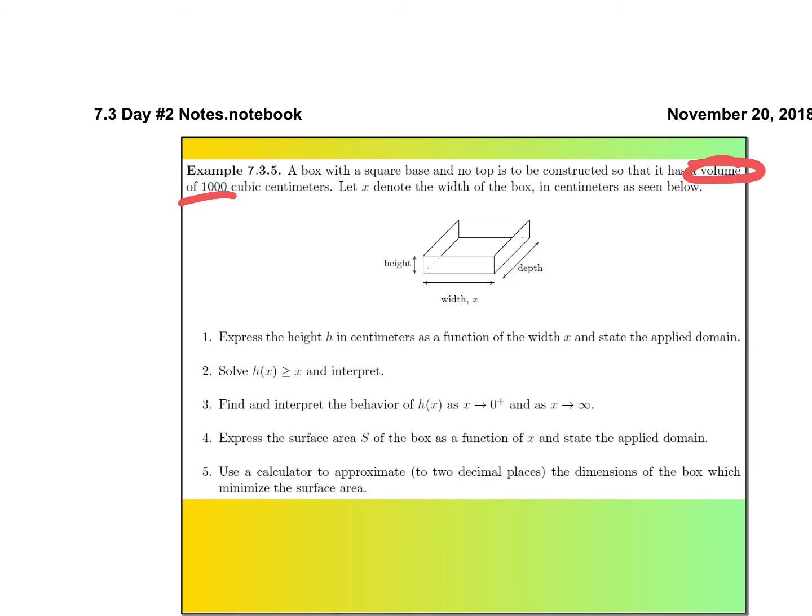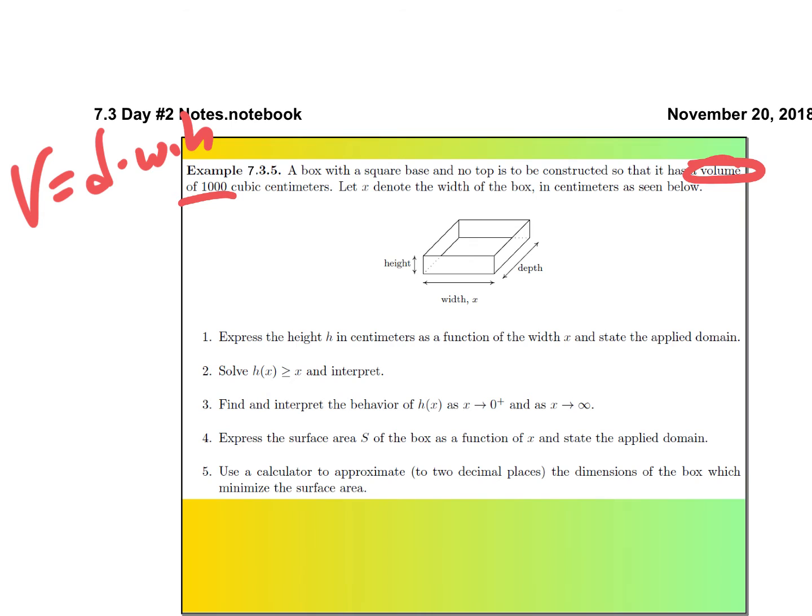What's the volume formula for a box? Now, I would have said length times width times height. But I look at the problem a little closer, and I really shouldn't say that. What should I say? Depth times width times height. So volume equals depth times width times height. So write that down to start with. Okay. Now, always start with the full formula. Then stick in what we know.